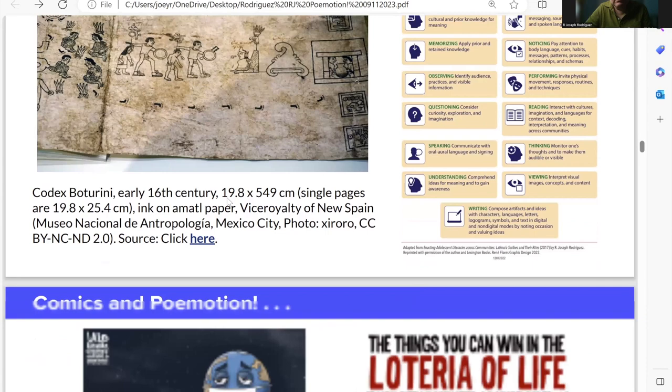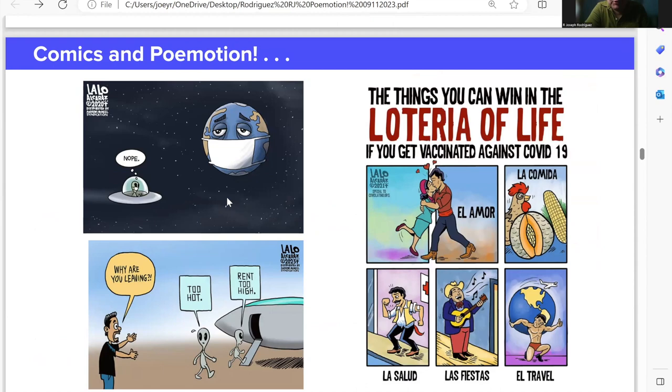Comics often reveal specific emotions, a certain appeal to rhetoric and our life. If we look at a more recent comic by Lalo Alcaraz, on the upper left, here we have an alien making a journey, and his response is, "Nope." He is going to avoid our planet Earth. That alien will avoid us.